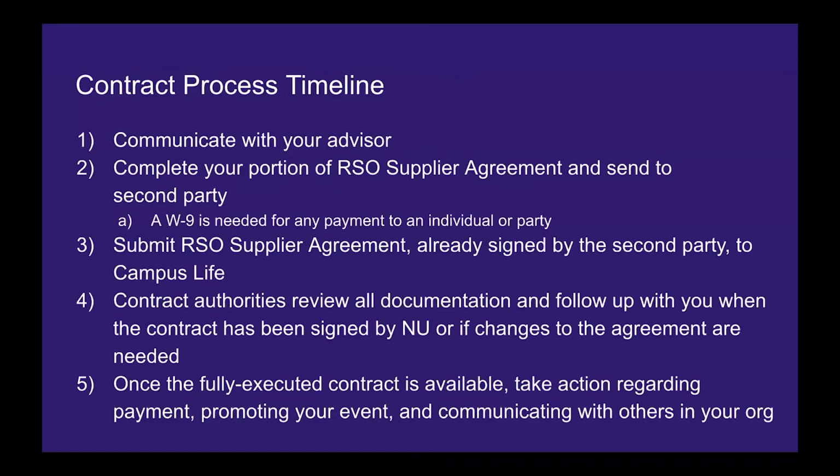There is an RSO supplier agreement that can be found on our website, and you are expected to complete sections 1 and 4, and you should send it to the second party to complete section 3. Please note that a W-9 is needed for any payment to an individual or party. So when you send over the RSO supplier agreement asking for it to be signed, you may as well also request their signed W-9 if you don't already have it.